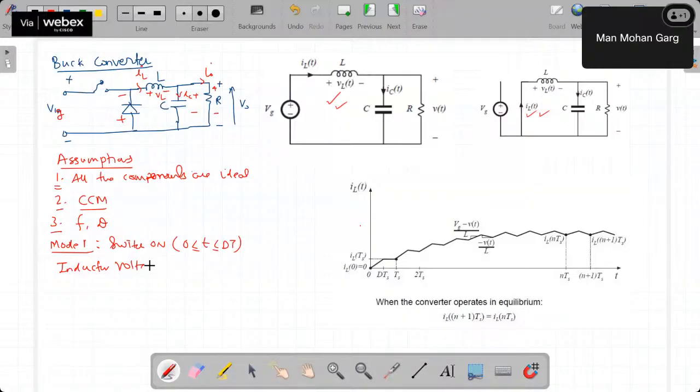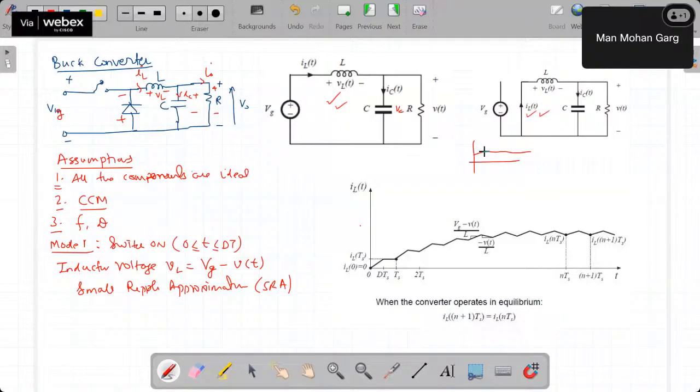Now one phenomenon which we use in this analysis is small ripple approximation, or we say SRA. So what is the SRA? SRA means, let's say this is your output voltage. What we do is consider that whatever small ripples are there, they are neglected, and we consider its value to be fixed, V naught.